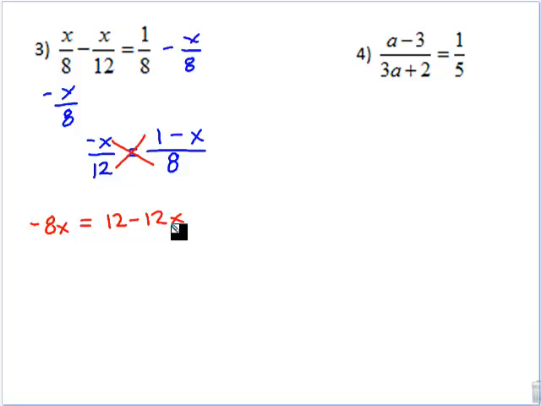What would we do next to solve? Add the 12x to the other side. Okay, so we'll add the 12x. That gives 4x equals 12, so what is x?